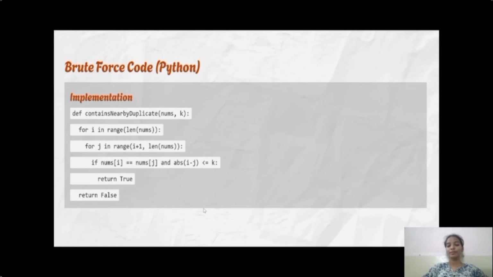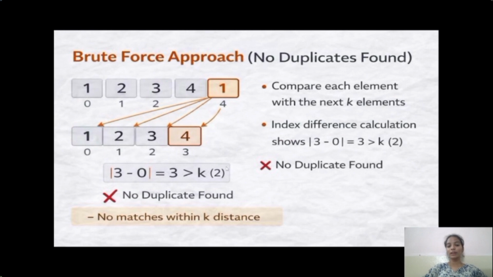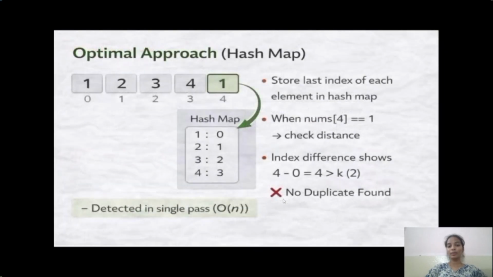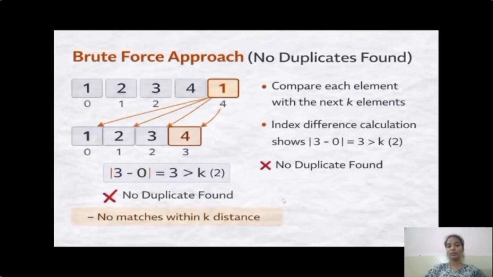Here, value 1 appears 2 times. Index distance is within k. So, a duplicate is found. We return true. Here a duplicate exists but the index difference is greater than k. So no valid duplicate is found, and we simply return false. Duplicate values and index distance are what we check in this problem. Brute force is very easy to understand but very slow for big inputs and large arrays.